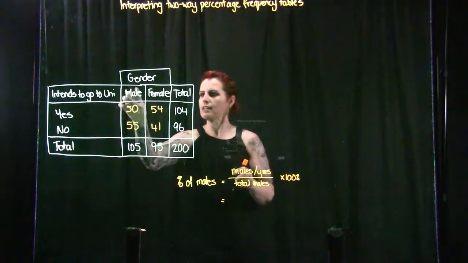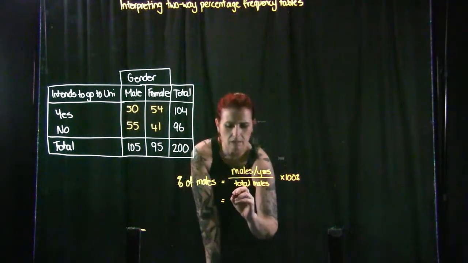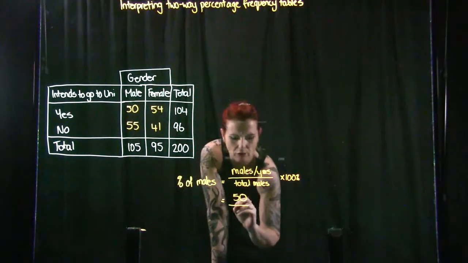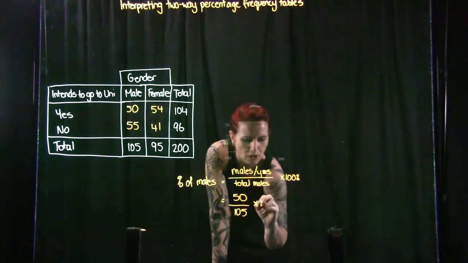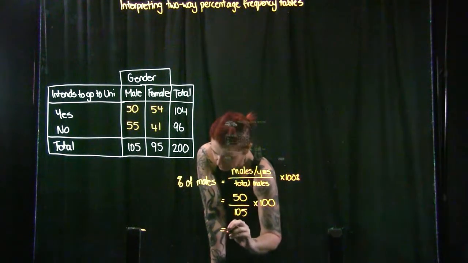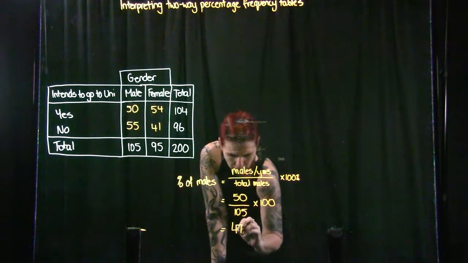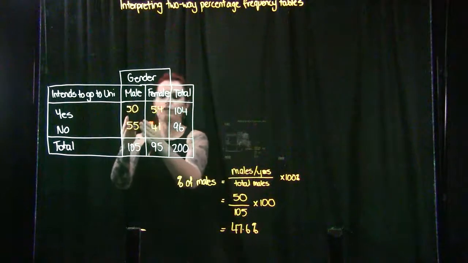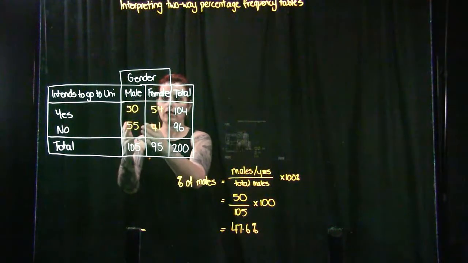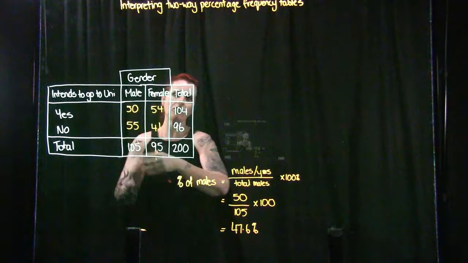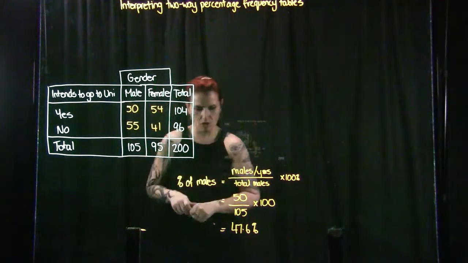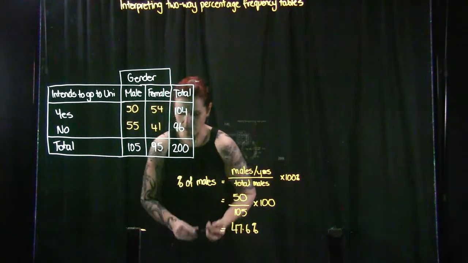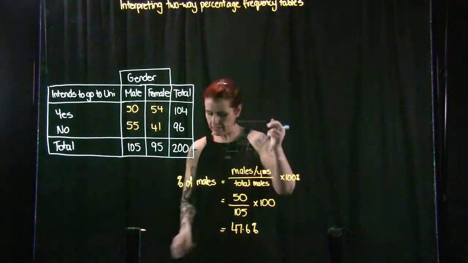So the number of males that said yes is 50. The total males, column percentage, is 105. And we times by 100. So that will give us 47.6%. Yeah? So then we do that for all of them. We do 55 over 105 for the percentage of males that do not intend to go to university, and the same with females for yes and no. So once we've actually done all those calculations, we can draw up our two-way percentage table.